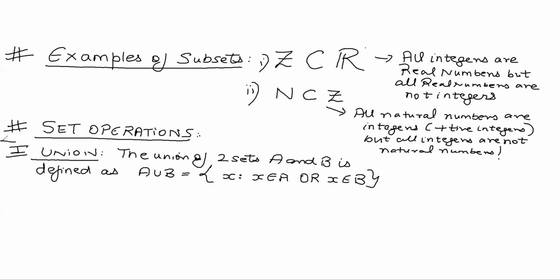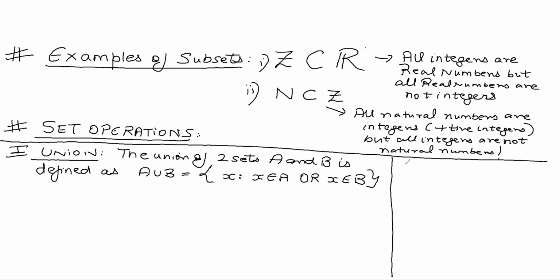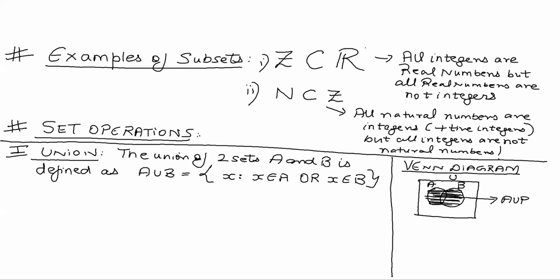Okay, corresponding to it, we can quickly draw the Venn diagrams also. So Venn diagrams. A Venn diagram diagrammatically represents it. So if this is my universal set, this is A, this is B. A union B will include A also, B also, and both. So this whole thing is A union B. Second, intersection.